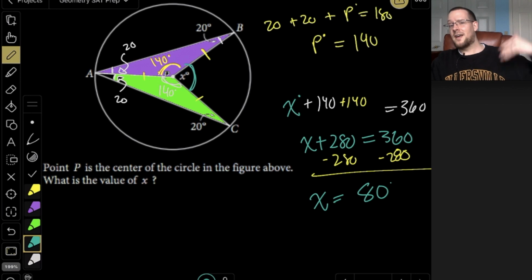This looked like a mess, but really just having the idea of what the radius is just completely took it down. So that's what I have for you.